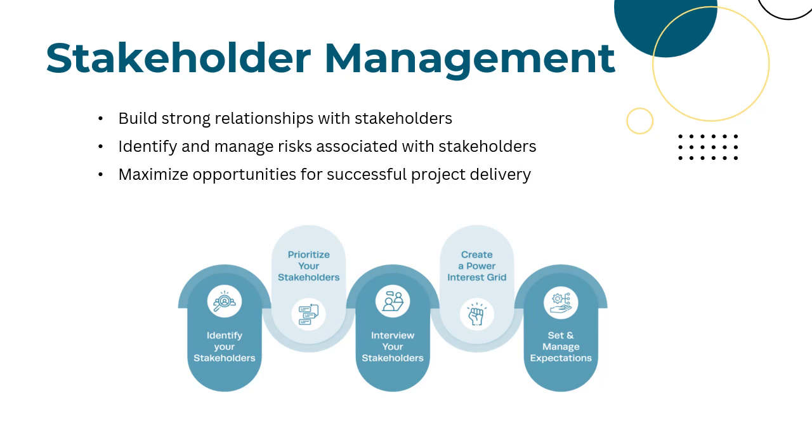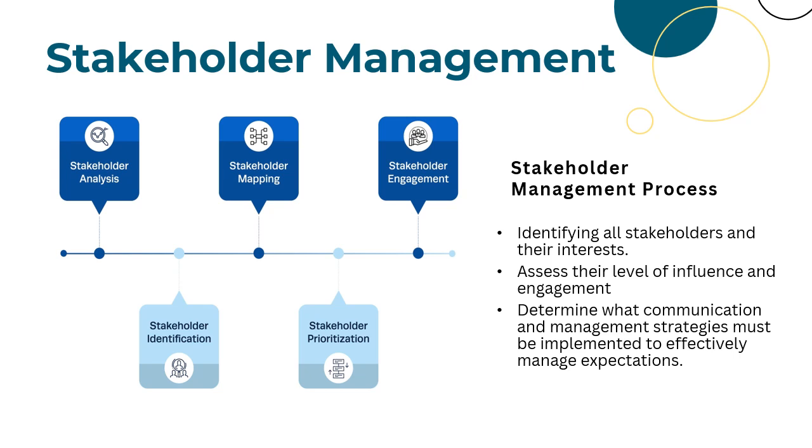Effective stakeholder management is about building strong relationships, identifying risk, and maximizing opportunities. By understanding stakeholder needs and addressing their concerns, leaders can align everyone's interests, ensuring smoother project execution and better outcomes. The stakeholder management process starts with identifying all stakeholders and assessing their level of influence and engagement. This analysis guides the development of tailored communication and management strategies, enabling leaders to manage expectations efficiently and foster collaboration.